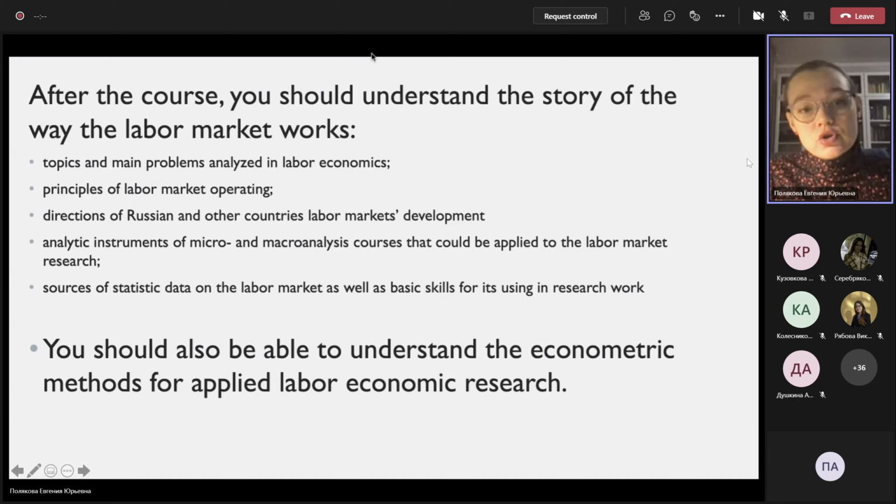And you should also be able to understand specific econometric methods and how to use them in your applied labor economics research.